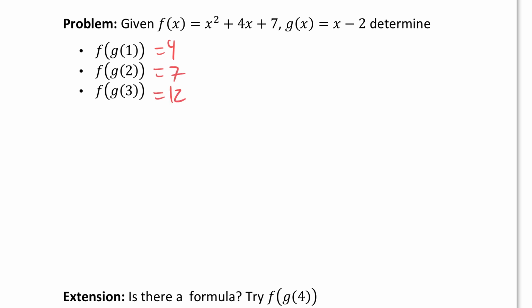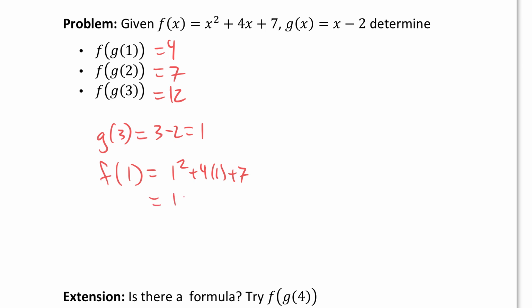Now I'll just go ahead and do that last one just to make sure you've got it. We find g of 3 as 3 minus 2, which is 1. Then we find f of 1, which is 1 squared plus 4 times 1 plus 7. So 1 plus 4 plus 7, which is indeed 12.